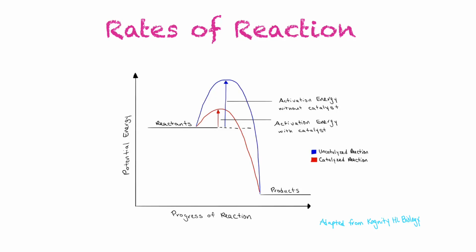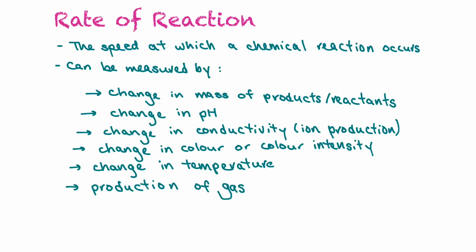In this video, we're going to look at rates of reaction and look at factors that affect the rates of reaction. The rate of reaction is the speed at which a chemical reaction occurs, and it can be measured in a variety of different ways, and these aren't the only ways.